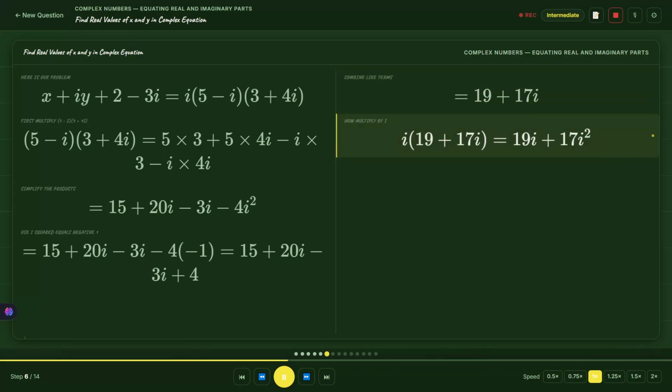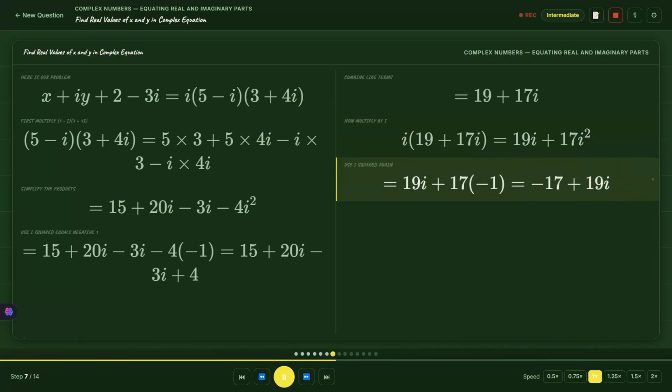Don't forget, the right side still has that i out front. So now we times i with what we just got. i times 19 is 19i, and i times 17i is 17i squared. We use our special rule again. i squared is negative 1, so 17 times negative 1 is negative 17. We write the number part first, then the i part. The right side is negative 17 plus 19i.